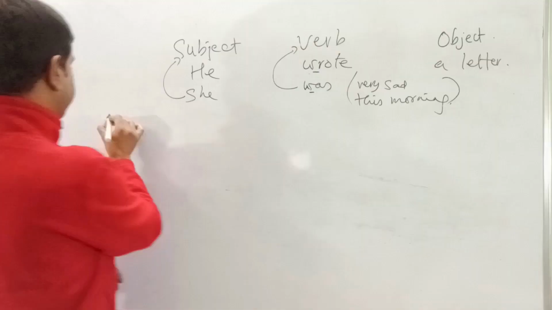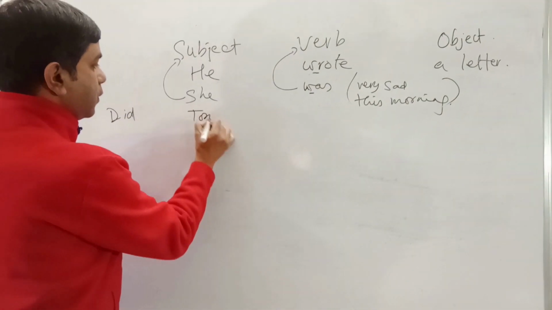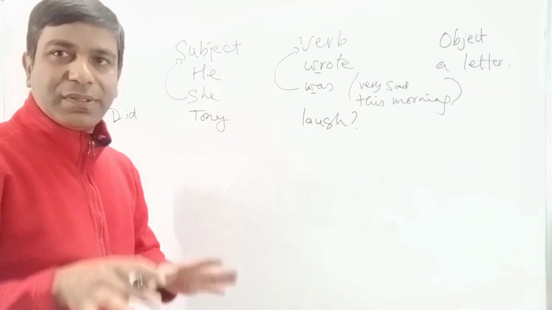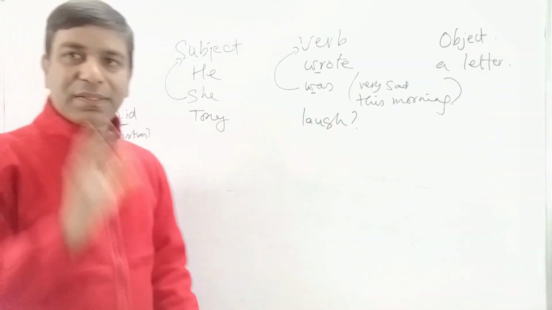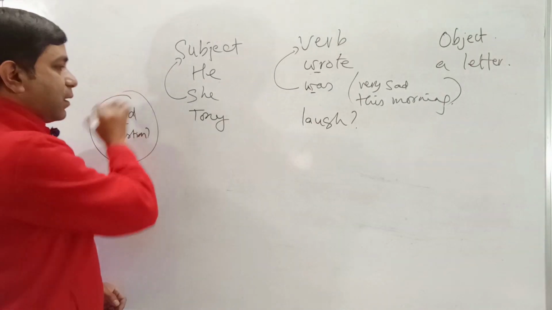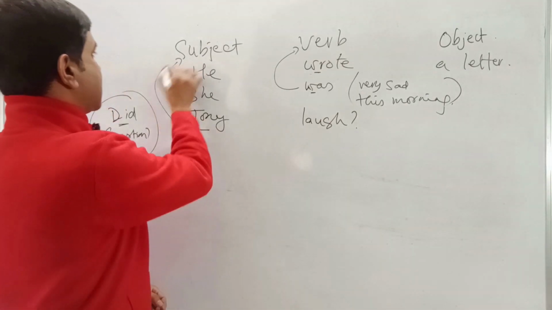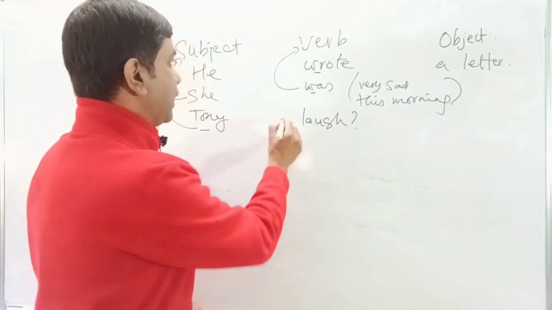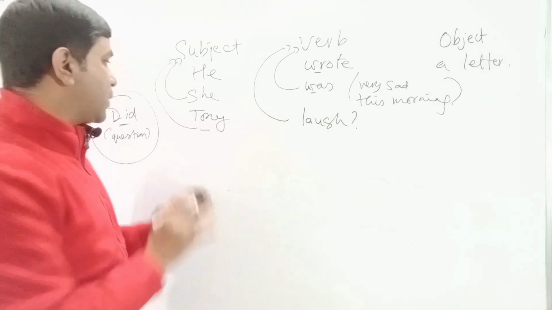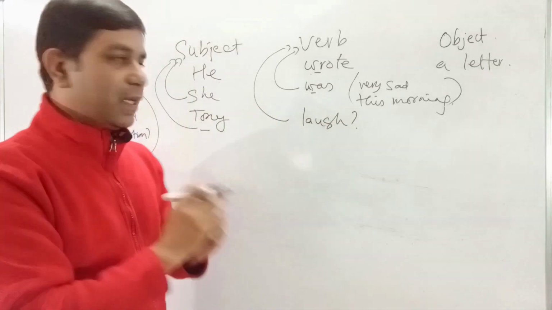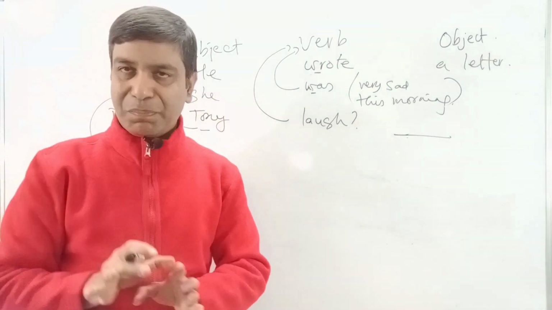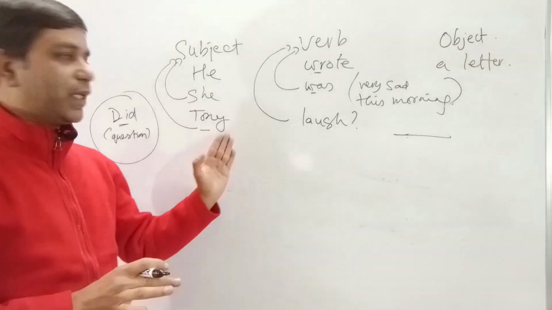Let's take another example. Did Tony laugh? It's a question. Did Tony laugh? Now, did is neither the subject nor the verb in this sentence. It is simply asking a question. And Tony is the subject. And what did Tony do? He laughed. So laugh is the verb. So in this sentence, we see a subject and a verb only, and we do not have any object. Object is nil. Still, the sentence is complete. Tony laughed, or did Tony laugh?